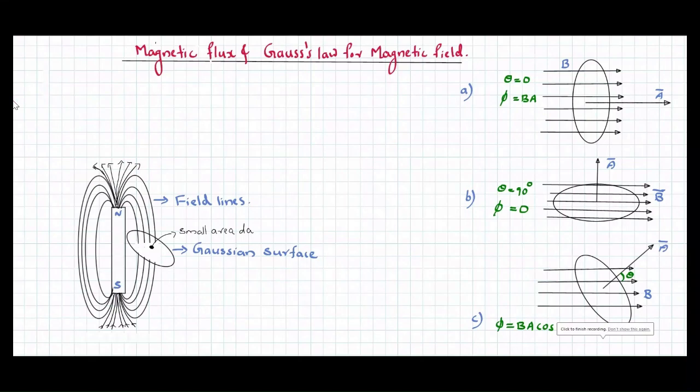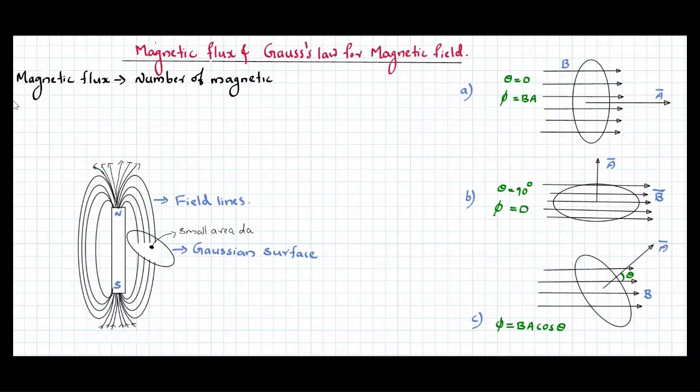Good morning all. The next topic is magnetic flux and Gauss's law for magnetic field. Magnetic flux is defined as the number of magnetic field lines passing through a given closed surface.